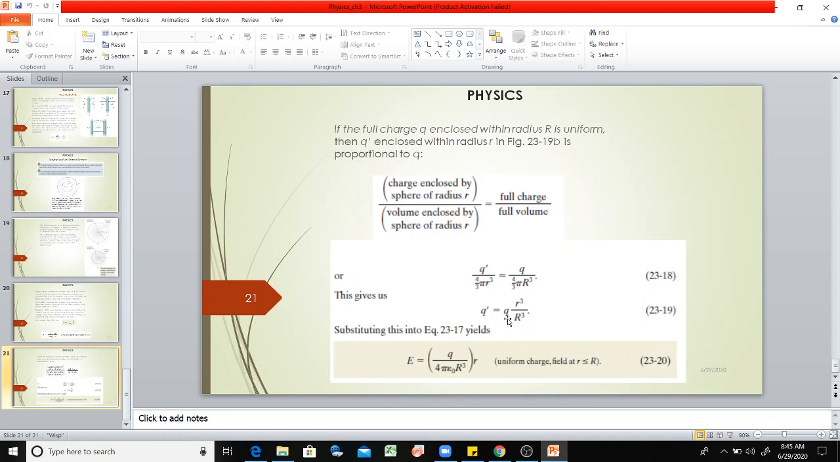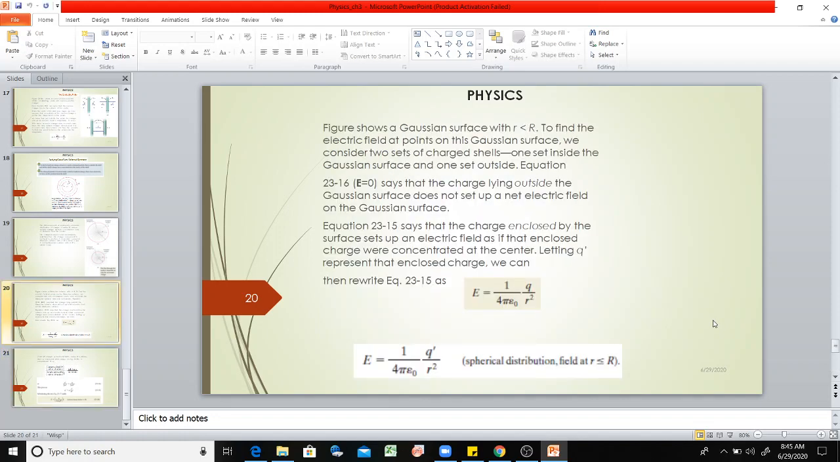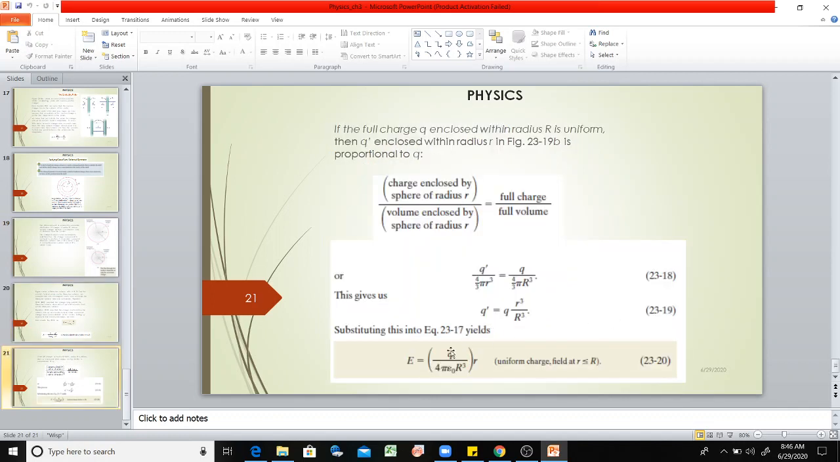So Q prime is equal to Q r cube over R cube. If we substitute this into equation 23.17, we put in the value of Q prime and we get E equal to Q over 4 pi epsilon naught R cube into r. So this calculates the electric field for different spherical surfaces. Thank you very much. Assalamu alaikum, and we'll see you in the next lecture.